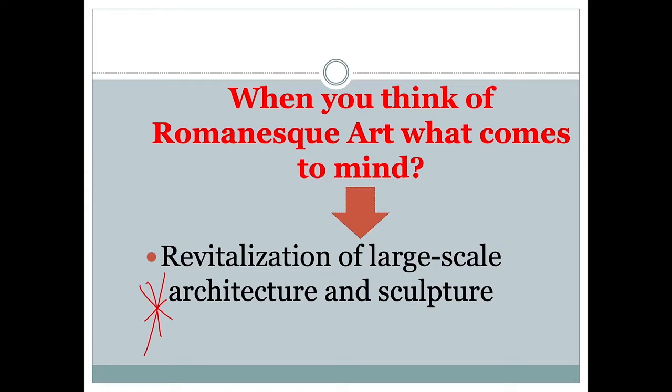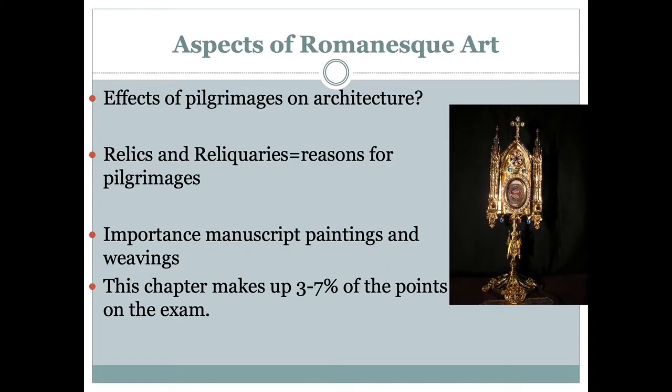All right, since I'm not having you read your textbook, since I'm not having you watch Khan Academy videos, I want you to get the information the same way you would in class. So what are the key aspects of Romanesque art? Really, we're going to see the effects of pilgrimages on architecture. Architecture is going to get bigger. Relics and reliquaries are going to be very ornate.